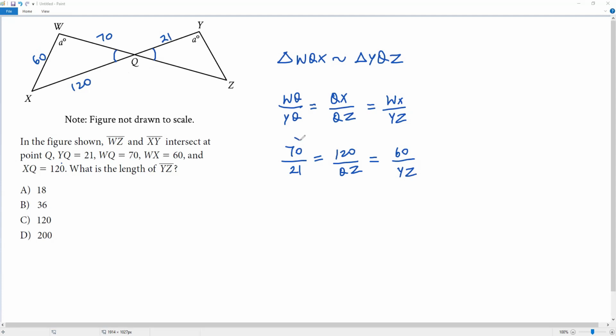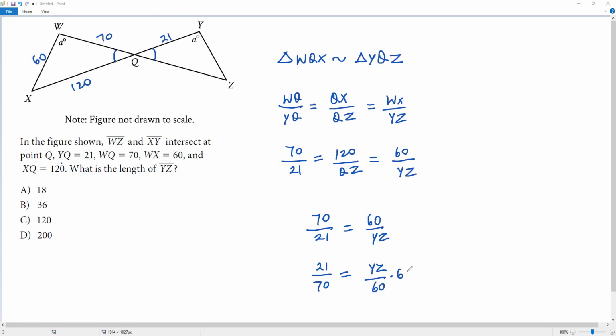Now let's consider this ratio and this ratio, because this ratio contains YZ, for which we have to find the value, and in this ratio we have values for both numerator and denominator. Since all the three ratios are equal, we can equate any two out of these three ratios. I am going to equate the first one and third one to get the length of the line segment YZ. That is 70 over 21 equals 60 over YZ. Now let's take reciprocal on both sides. Then I'm getting 21 over 70 on the left side. On the right side we get YZ over 60.